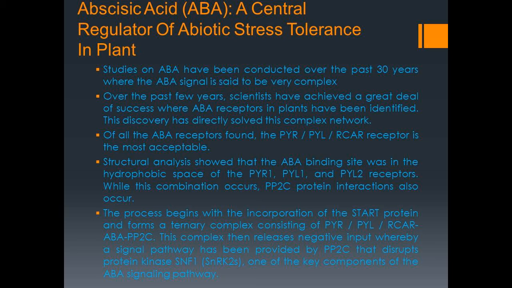The process begins with the incorporation of the start protein and forms the ternary complex consisting of PYR, PYL, RCAR. This complex then releases a negative input, whereby a signal pathway provided by PP2C disrupts the protein kinase SNF1, one of the key components of the ABA signaling pathway.